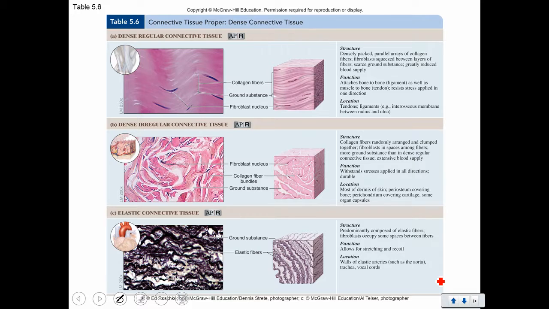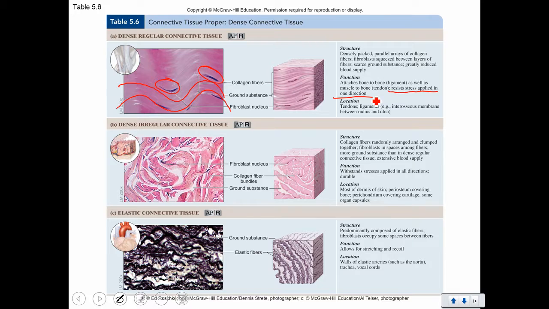So if you look at this picture, the top one, dense regular connective tissue, it's waves. That's the giveaway. Waves, wavy, wavy, wavy. All right? You see a couple cells in here, but you get these thick collagen fibers that are all moving in the same direction. So you're going to see these in ligaments and tendons. But here's the key. It resists stress applied in one direction.